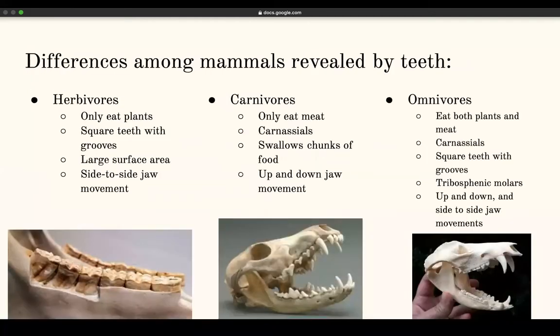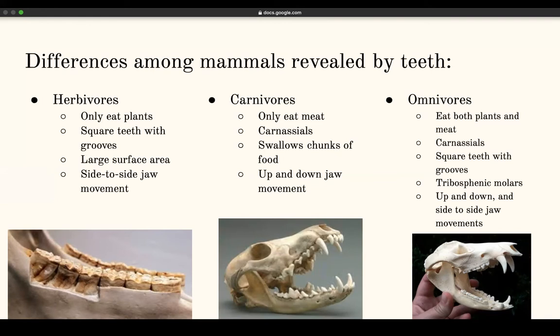On the next slide, differences among mammals revealed by teeth. Herbivores, as we know, only eat plants. So they have square teeth with grooves in them, and these grooves help them mash and grind plant matter. And they need a large surface area because they need to intake more vegetation, because plant matter doesn't have a whole lot of nutrients, so more needs to be taken in to compensate for the low levels of nutrients.